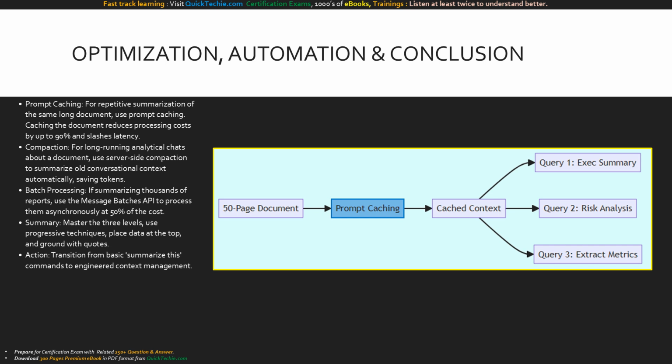Mastering summarization means dictating the depth, shaping the perspective, and forcing factual grounding.